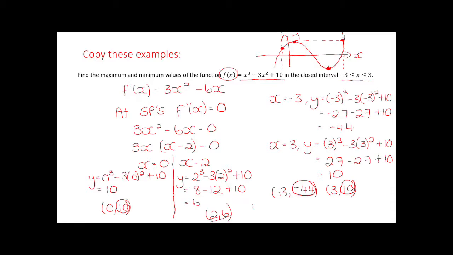So minimum value, or min value, is negative 44 when x equals negative 3. Our max value is 10, and that happens when x is equal to 0 and when x is equal to 3.